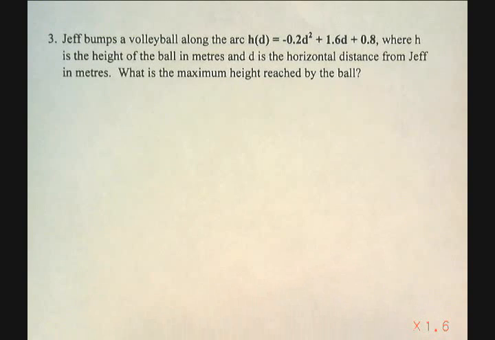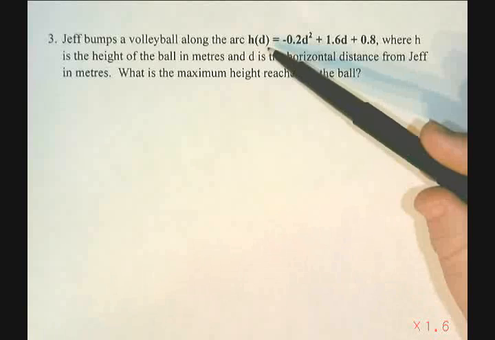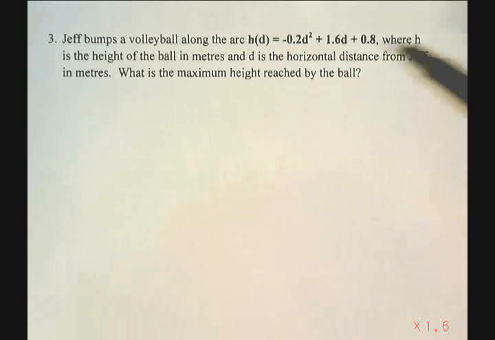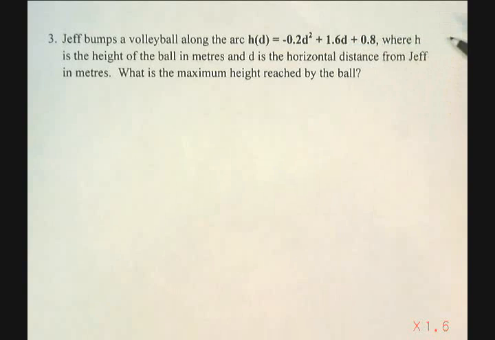This is an application problem for completing the square and finding maximum and minimum. The question says, Jeff bumps a volleyball along the arc h(d). Remember, we've seen this before. It's just function notation. It just means height equals negative 0.2 d squared plus 1.6 d plus 0.8, where h is the height of the ball in meters and d is the horizontal distance from Jeff in meters. What is the maximum height reached by the ball?